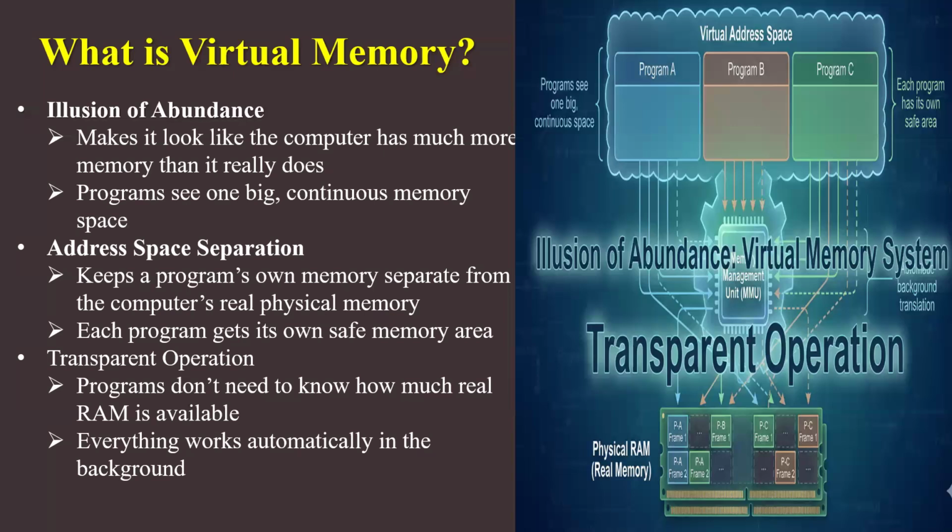And lastly, programs don't worry about RAM availability. They just ask for memory. The operating system silently provides it, even if the real RAM is full. And the program never knows where exactly its data is, whether it is on RAM, disk, or swapped out, or even in cache. Everything just works automatically, and that's what is called transparent operation.